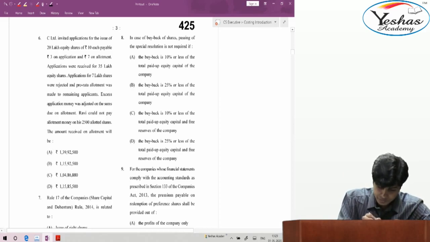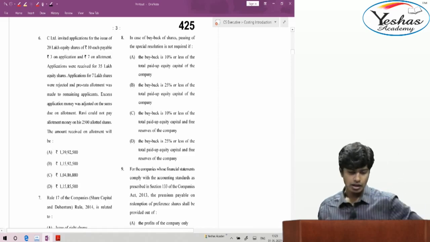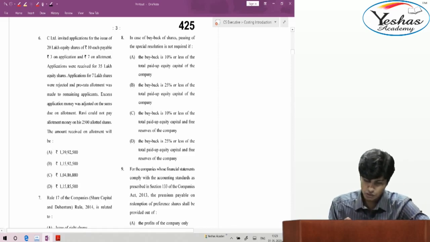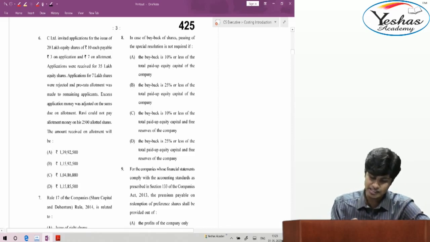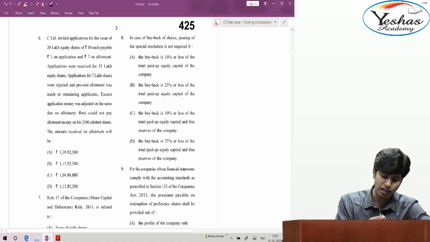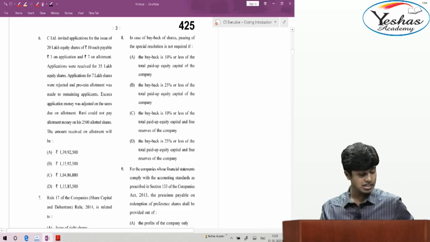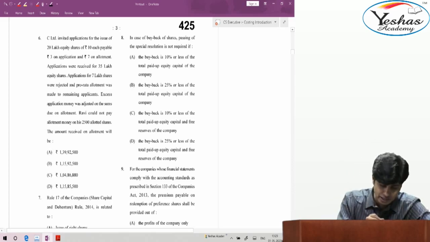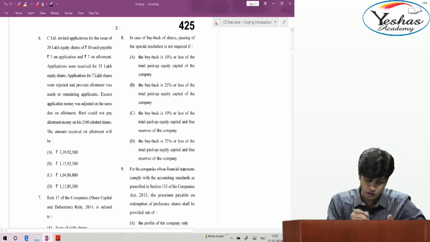Applied, allotted. The company has received 35 lakh applications. So what did they do? They've rejected 7 lakh applications. So out of 35 lakh, how many are rejected? 35 minus 7, I'll subtract. I'll get 28 lakh applications. Out of that, how many are allotted?